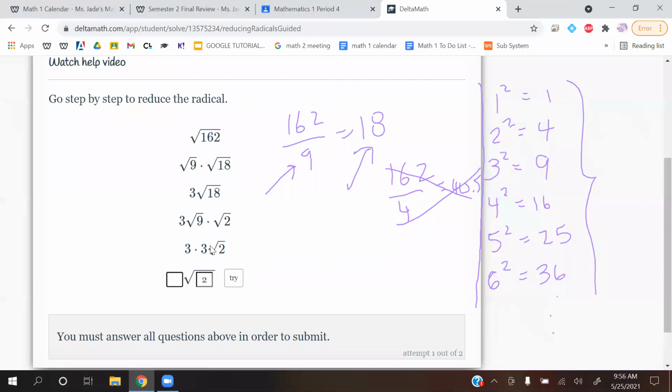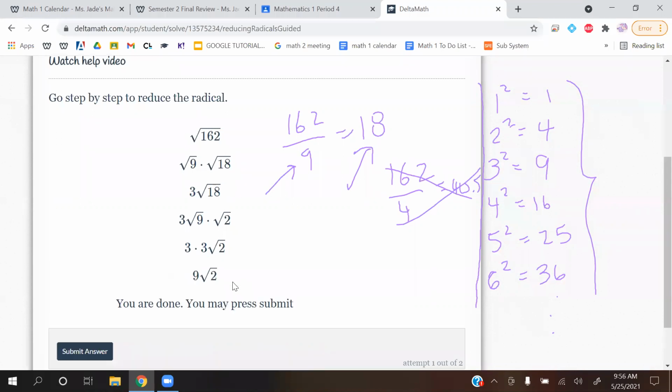And in this first box, you just want 3 times 3. I was just trying to highlight those two, but yeah, 3 times 3 gives us 9. So we have 9 square root of 2. And press try. And it says you are done. You may press submit. So for this type of problem, when it says you are done, you know you got it correctly because it's only going to let you go through if you did it correctly.